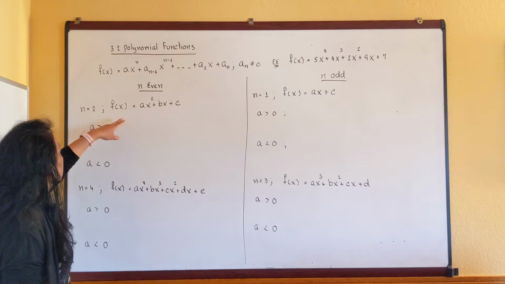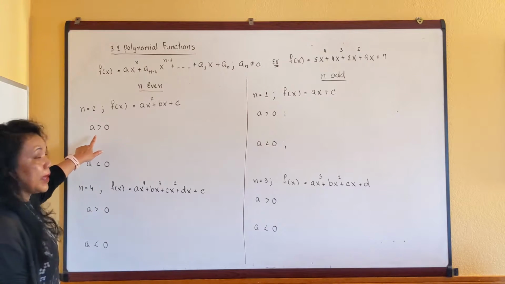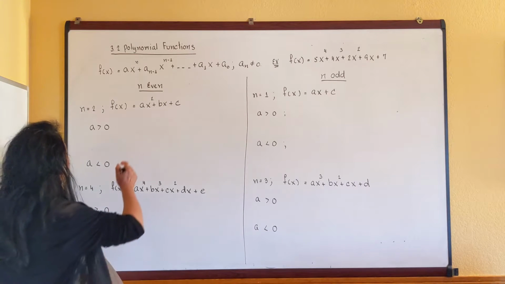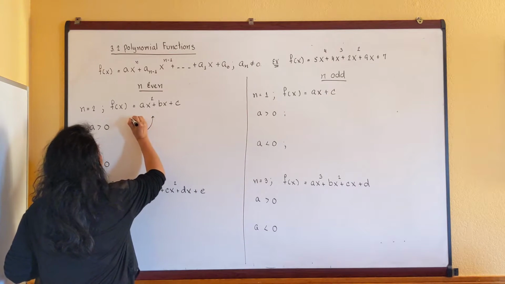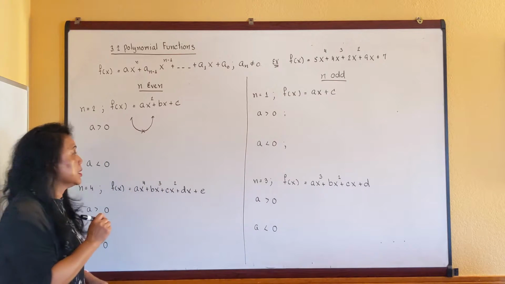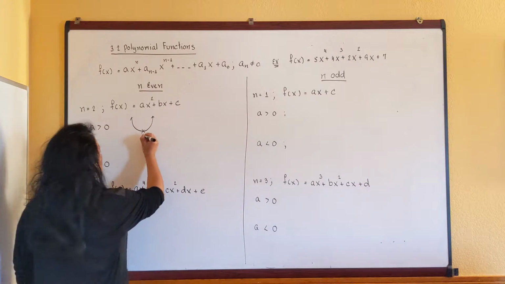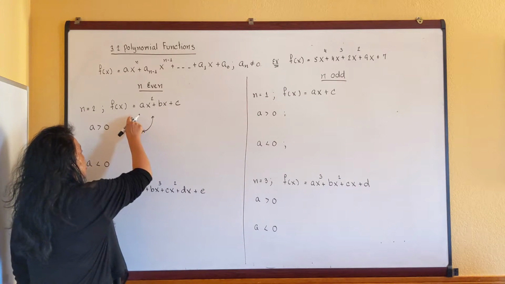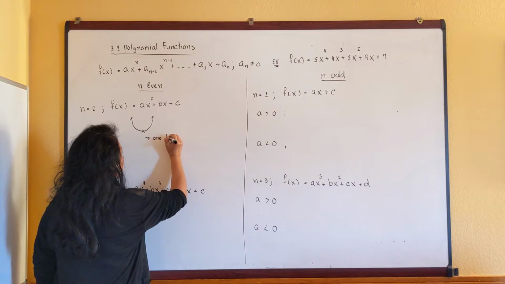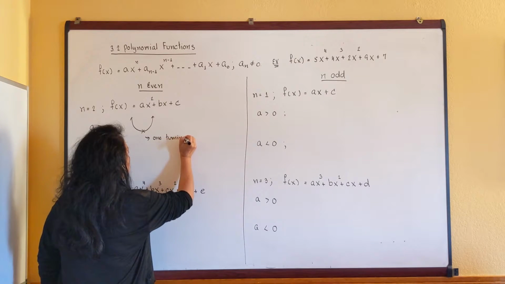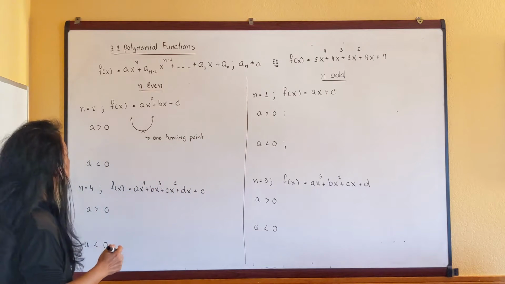So for even, you're going to have f of x equal to ax squared plus bx plus c, and if a is positive, you know that it's going to be a parabola open upward. The vertex is this point here. So it's going to have one turning point. It's going down and then going up. As you can see, the vertex here is a turning point.